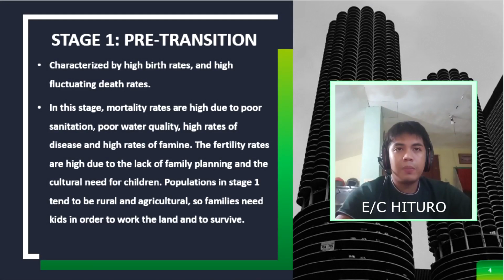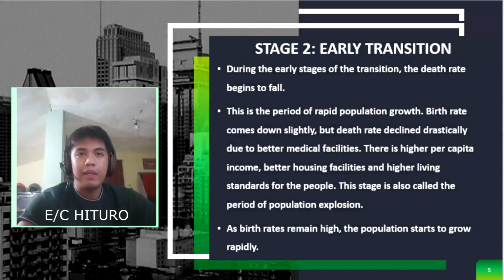The first stage is pre-transition, characterized by high birth rates and high fluctuating death rates. In this stage, mortality rates are high due to poor sanitation, poor water quality, high rates of disease, and high rates of famine. The fertility rates are high due to the lack of family planning and the cultural need for children. Populations in this stage tend to be rural and agricultural, so a family needs kids in order to work the land and to survive.